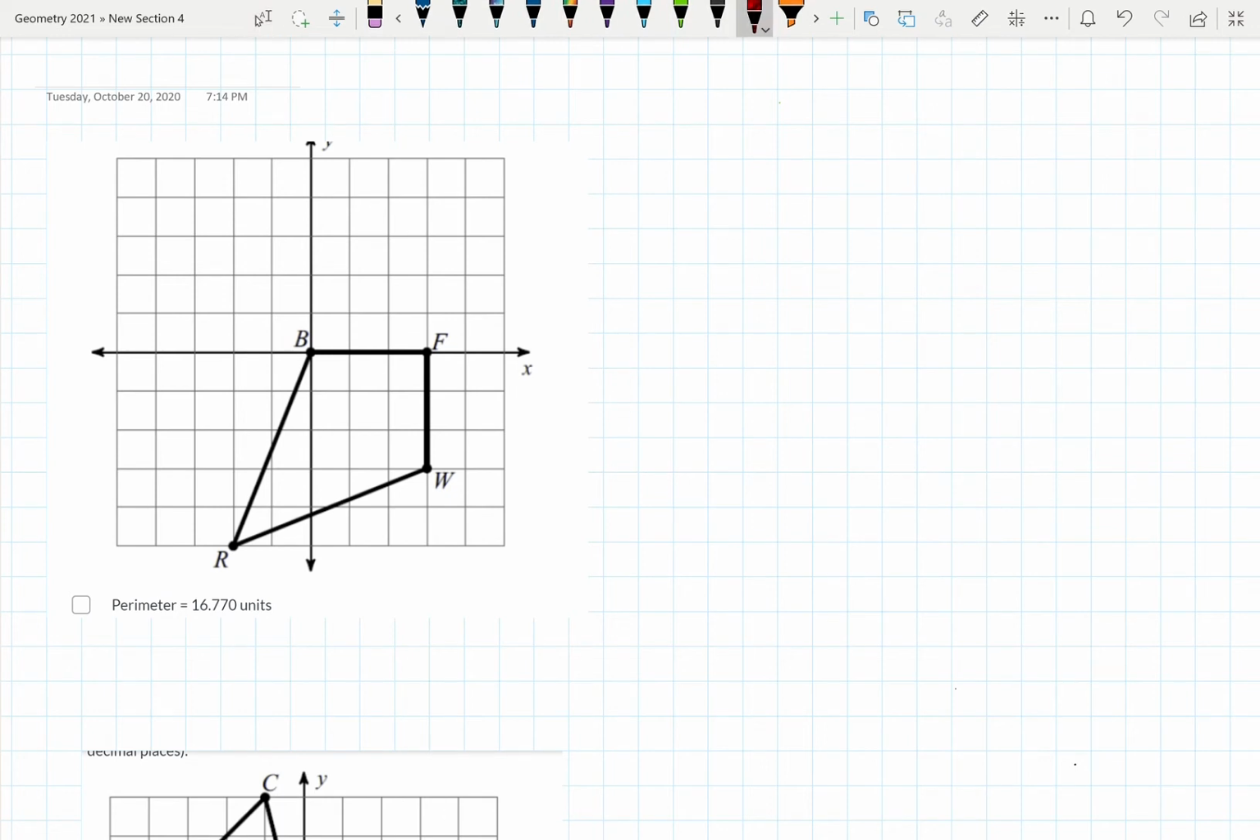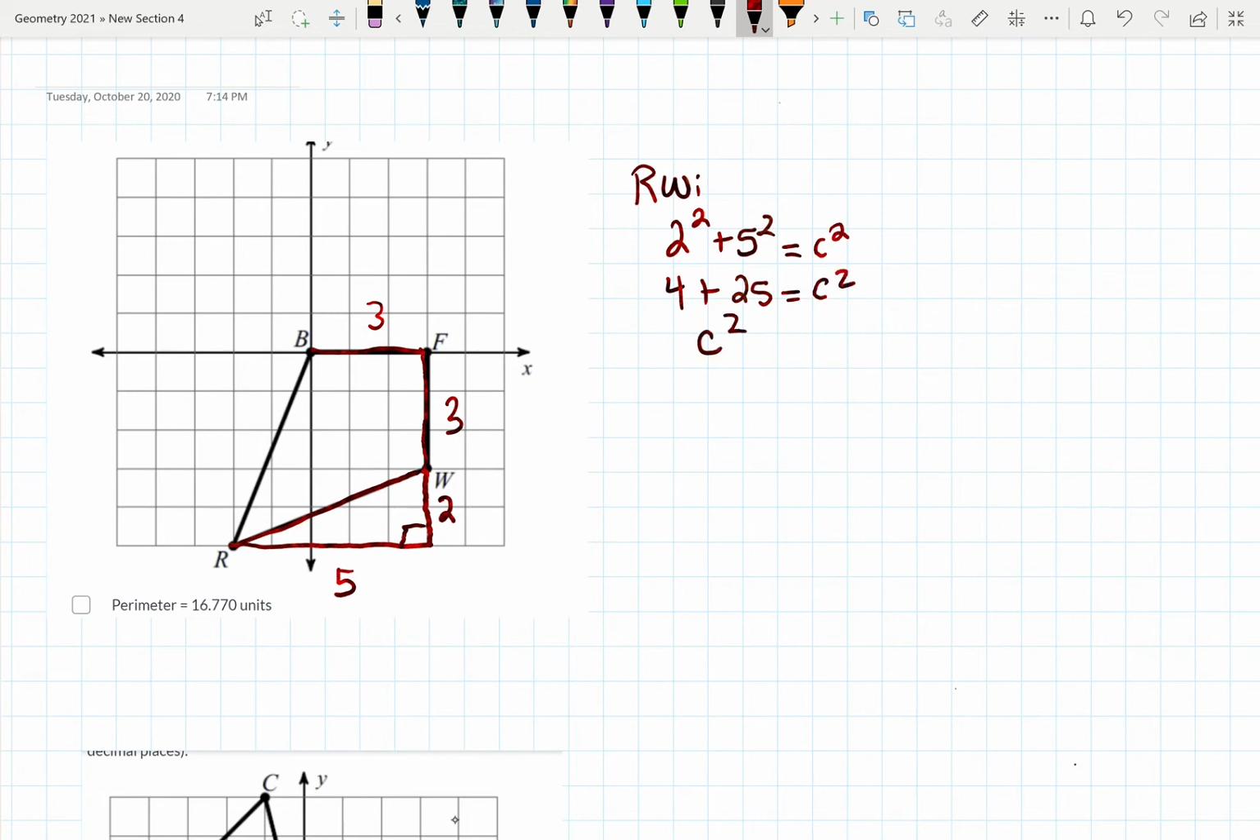In order to find the perimeter of this figure, I know I can count this length as 3 and this length as 3. But the other two lengths, I am going to have to draw a right triangle and do Pythagorean theorem. So I need to find the length of RW. So here's the right triangle. It's a 2 by 5 right triangle. So to find the length of RW, I would do 2 squared plus 5 squared equals c squared. 4 plus 25 equals c squared. C squared is 29, and the square root of 29 is 4.472 approximately.